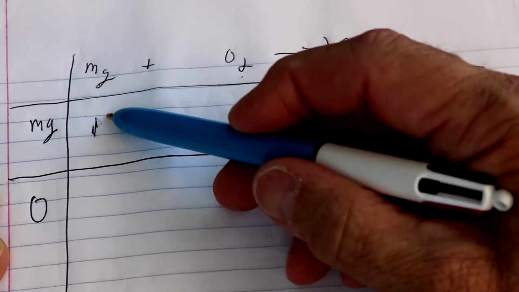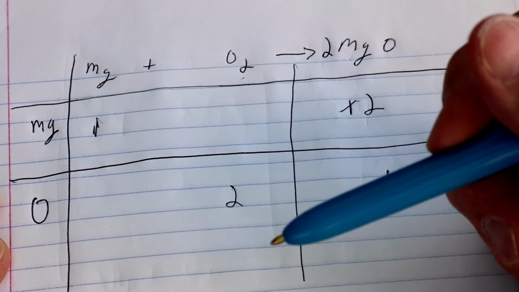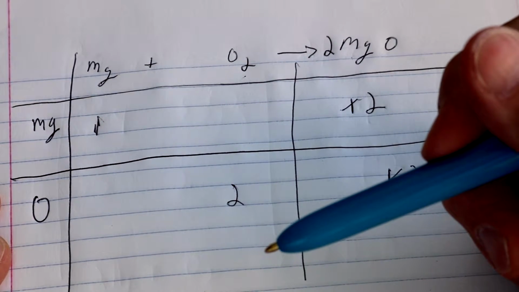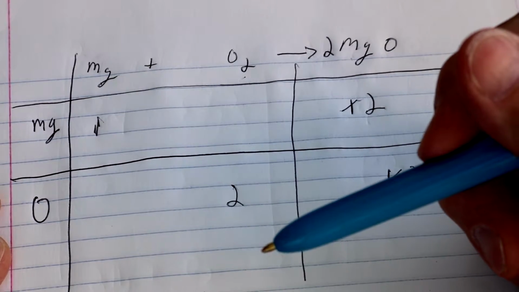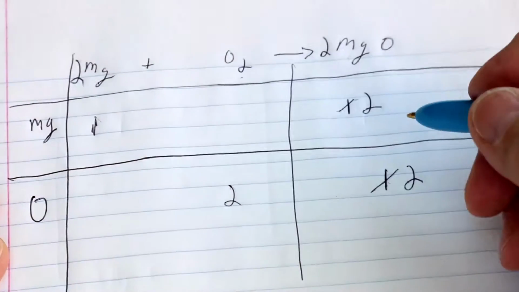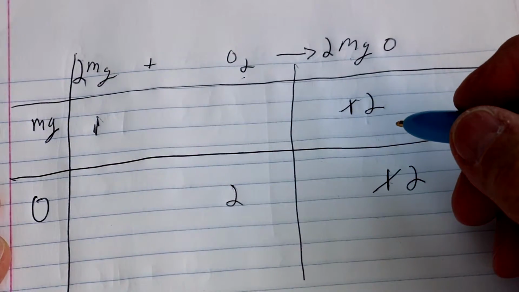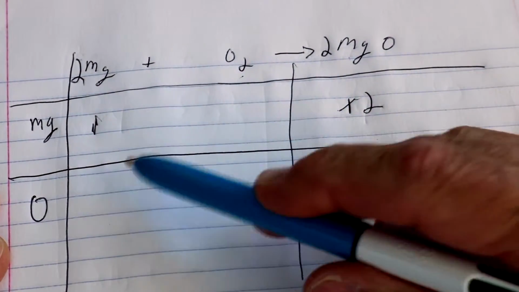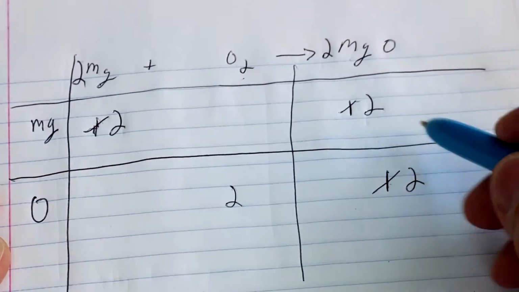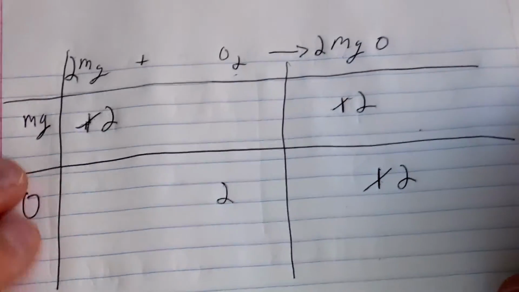So how would you fix that over here? I'm going to pause for a minute while you think about that. Pause the tape if you need more time. Okay, if you answered put a coefficient here of 2 in front of that magnesium, then you're correct. Now we have 2 magnesiums on this side, and 2 on this side, and 2 and 2 oxygens.